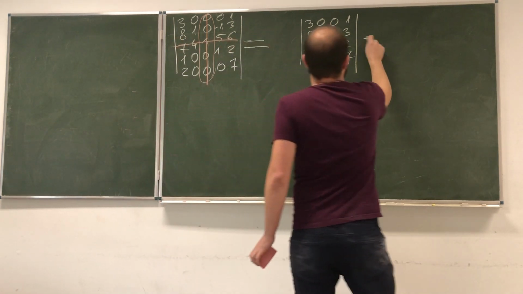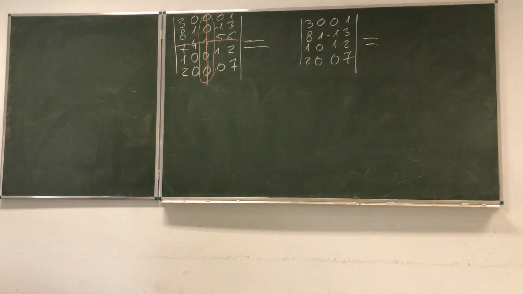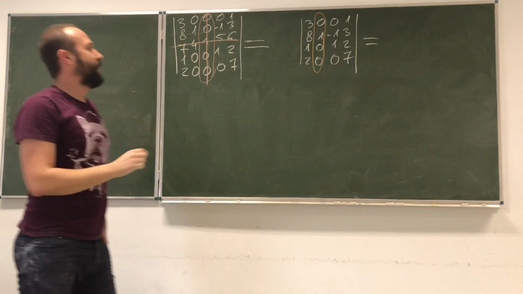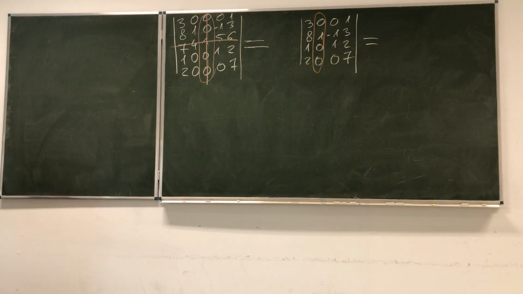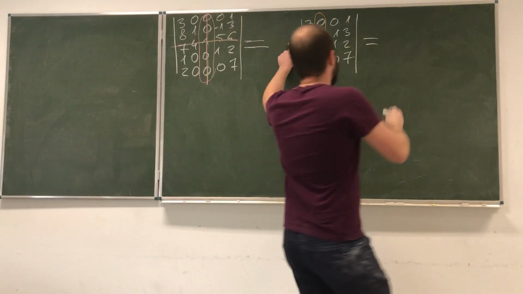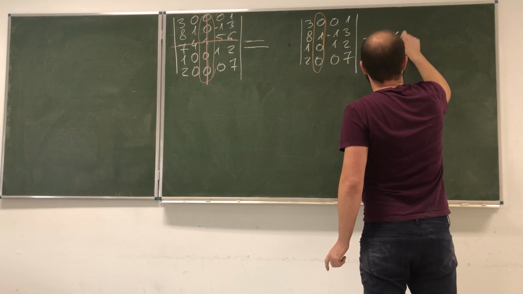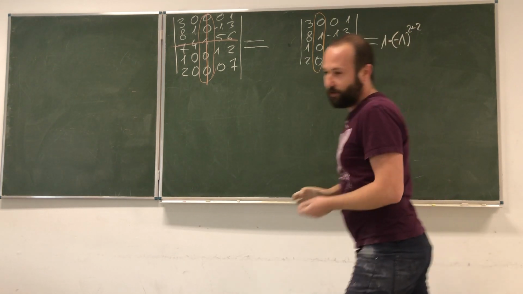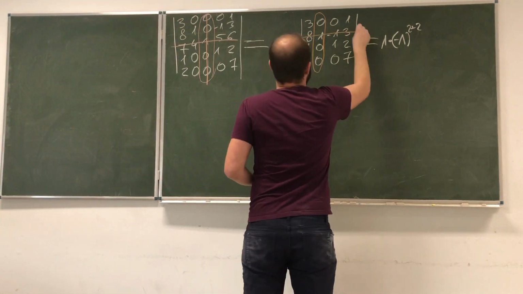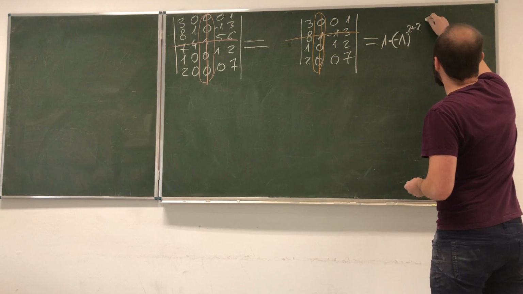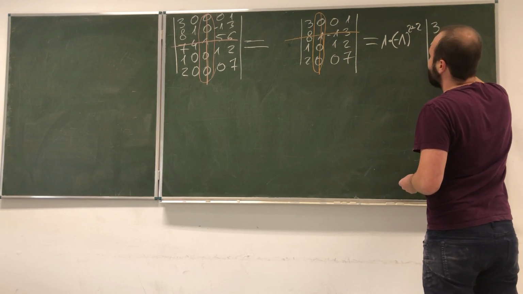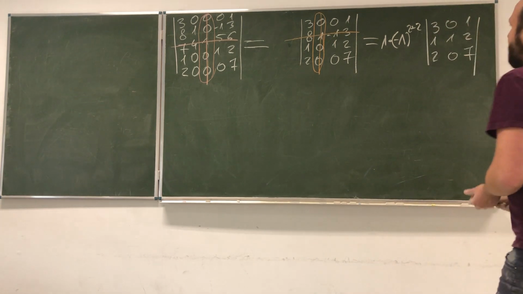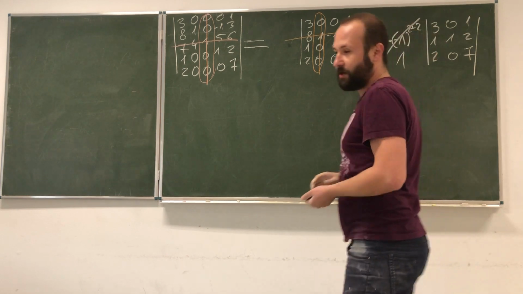Okay, then, again, I need to choose a row or a column. Now, clearly, this is going to be the best column because it has the most zeros and just 1. So, I get that this is 1 times negative 1 to the power 2 plus 2. And now, if I delete everything here, what I have left is 3, 1, 2, 0, 1, 0, 1, 2, 7. Again, we see that this is equal to 1.